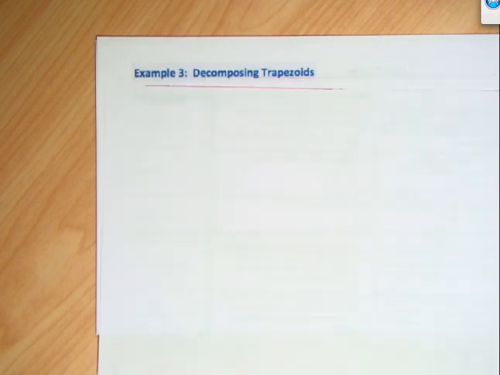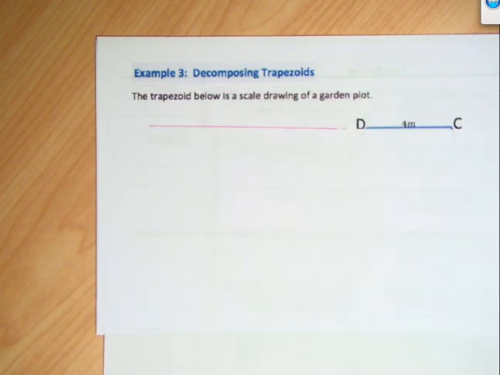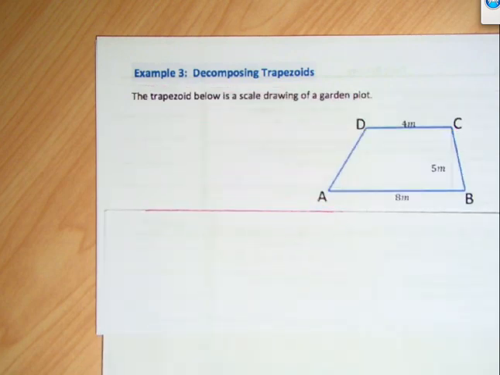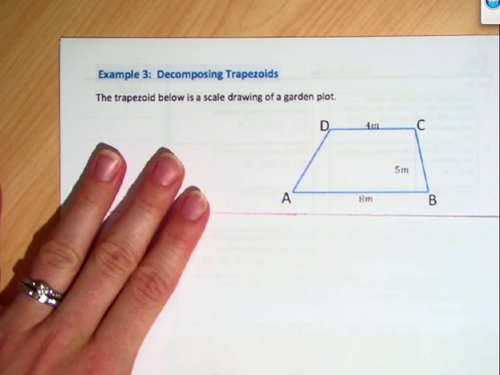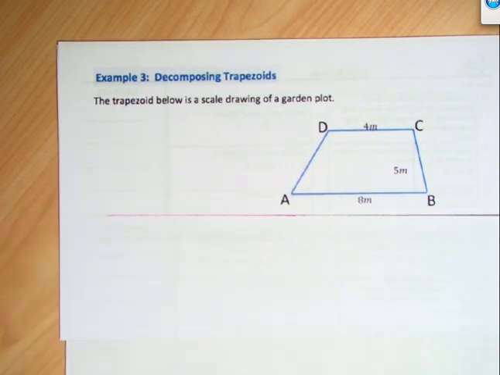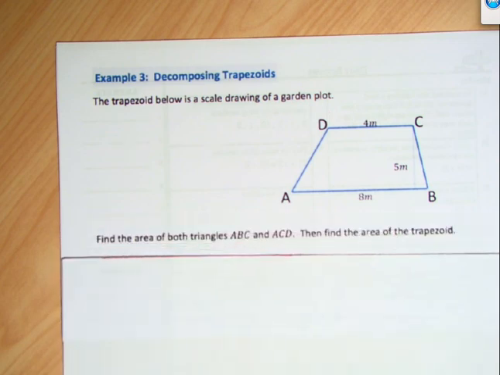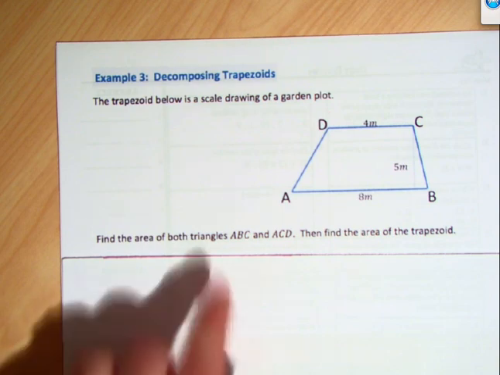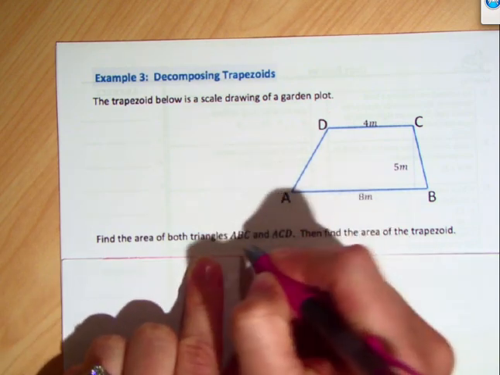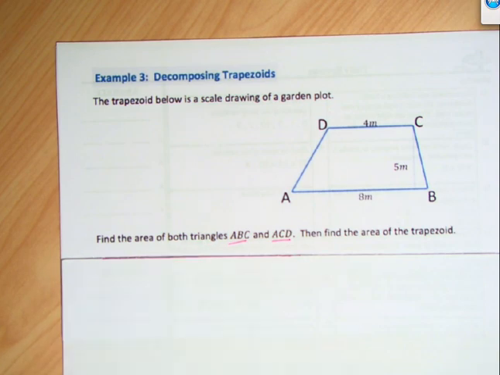All right. One more example. Let's find the area of a trapezoid. The trapezoid below is a scale drawing of a garden plot. Okay, so it's a scale drawing, so it looks like kind of what it would be. This is trapezoid ABCD, named by its points, or its corners. It says find the area of both triangles ABC and ACD. I don't see triangles. I think we should create them.